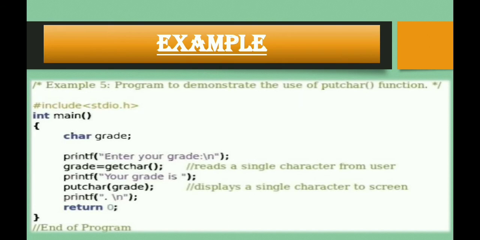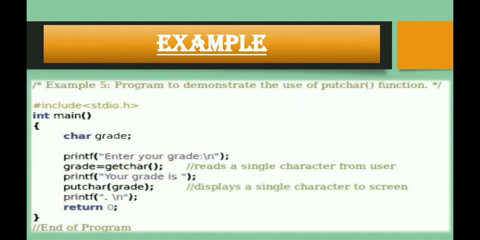Then we are taking input from the user. When they read this message, enter your grade, the user will input the grade they got. Here the getchar function will read the grade value from the user, and that value will be stored into the grade variable by the statement grade = getchar(). Then we are giving another message with printf, that is printf your grade is. Then the output will come, understood? First printf, and then this message, your grade is, will come.